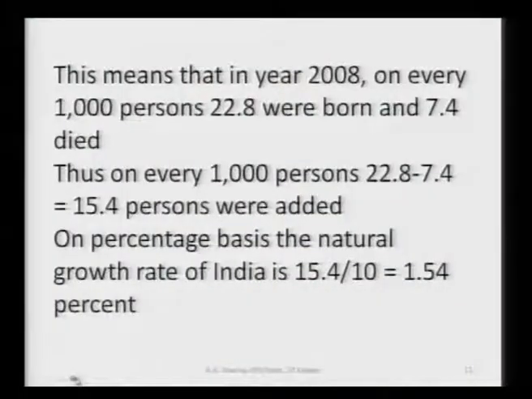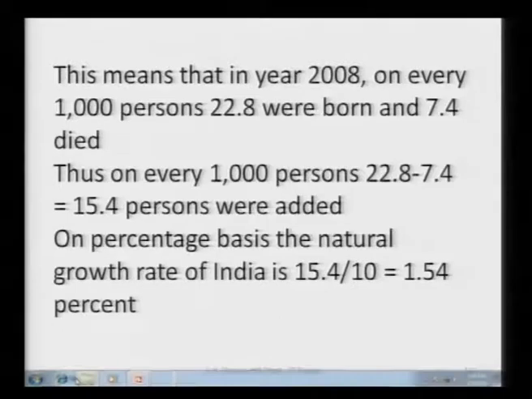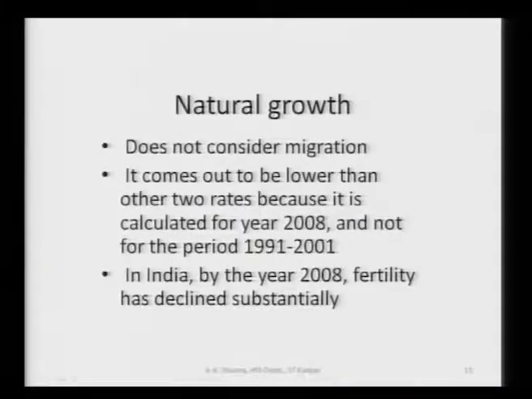If I calculate growth rate on percentage basis, then the natural growth rate of India is 15.4 divided by 10, or 1.54%. See that natural growth does not consider migration. Decadal growth rate and exponential growth rate consider fertility, mortality and migration, but natural growth rate considers only fertility and mortality. This is the difference between birth rate and death rate.